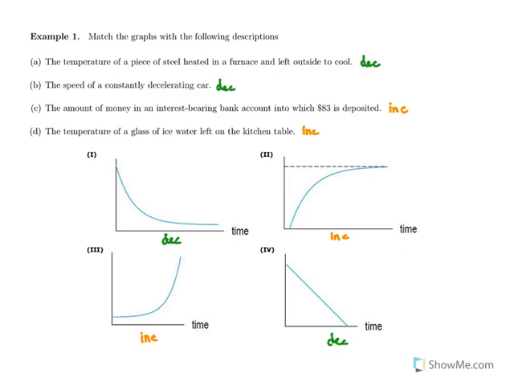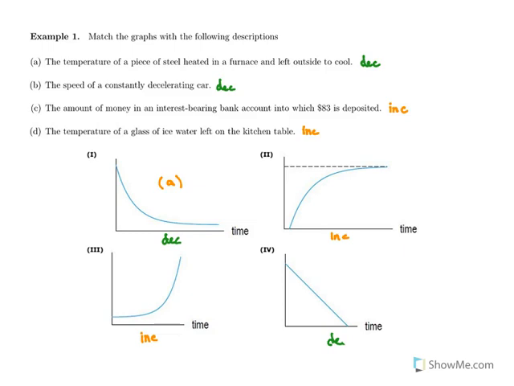So we can already match a couple of these together. Let's think about what's going on. A piece of steel heated in a furnace and left outside to cool is going to quickly decrease, and then it's going to level out and approach room temperature, or some cooling level. And that's going to be this first one, part A.